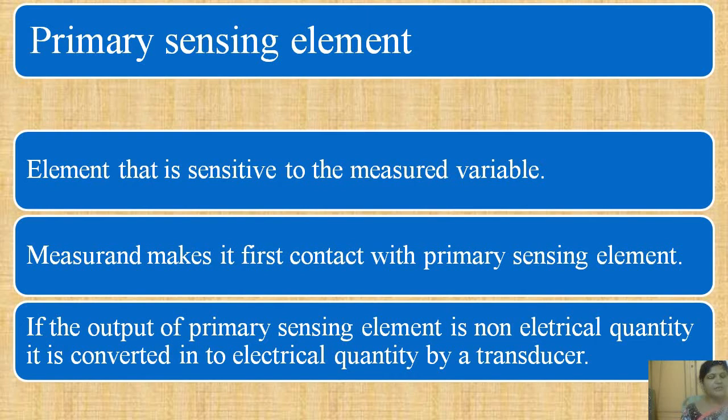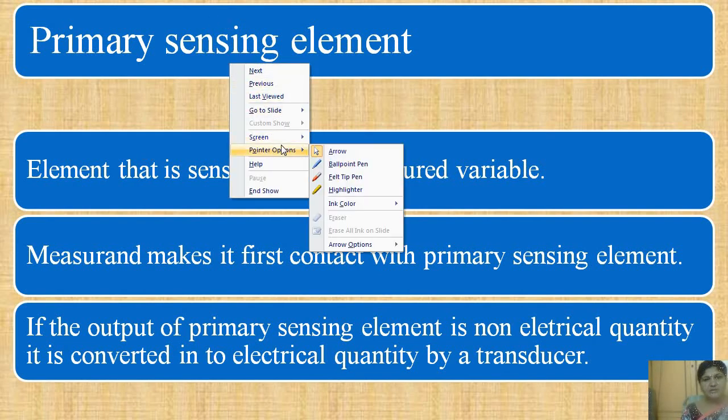The detector, that is the sensor, is going to sense the physical quantity which we want to measure, and that quantity is converted into an electrical quantity by the transducer. So the first stage we call the detector transducer stage.